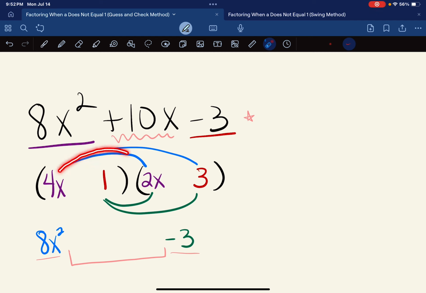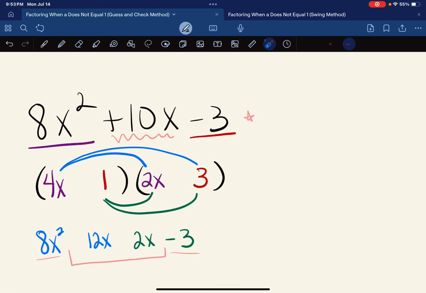All right, so 4x times our 2x does still give me 8x squared. 4x times 3, that'll give me a 12x. Again, I'm not going to put this sign yet. I'm just going to write down the 12x. And then 1 times 2x, that gives me a 2x. And then, of course, we still have the 1 times 3, which is a 3. And I need it to be a negative 3, or a minus 3. So one of these red numbers, this 1 or this 3, needs to be a positive and one needs to be a negative.